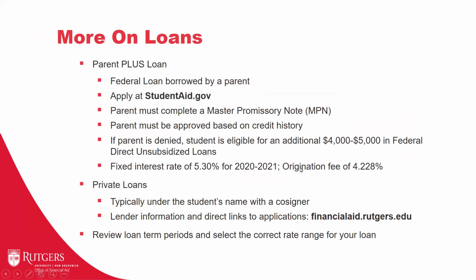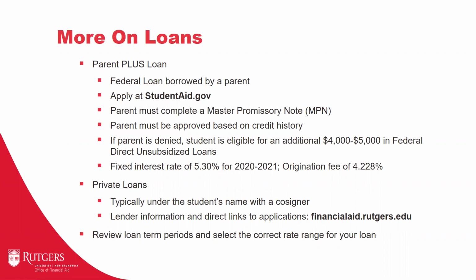All right. And so as I was mentioning before, the other options include the Parent Plus loan. So this is just some information regarding the Parent Plus loan. Now, this is a federal loan. However, it is borrowed by the parent. So the parent is basically responsible for the repayment of this loan. And they can apply for this loan at studentaid.gov. However, the parent will have to sign a master promissory note, which basically is a parent promising that they will be paying back the loan.